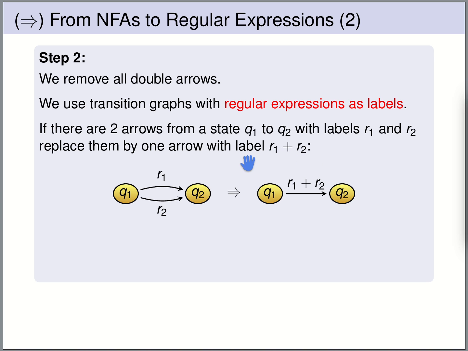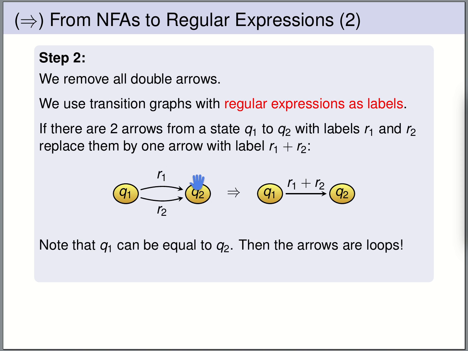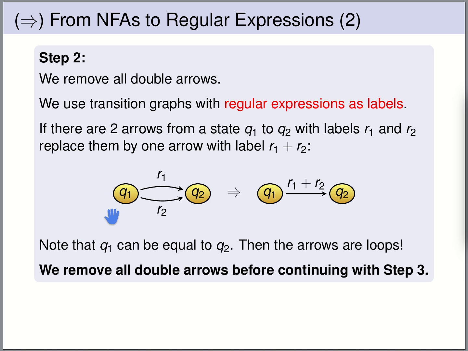Note that Q1 can be the same state as Q2. So we also merge the arrows if we have two loops on some state. Then we merge these two loops into a single loop. And we repeat this merging of double arrows until there are no such double arrows left. So we keep merging until there are none left before we continue with the next step, with step 3.